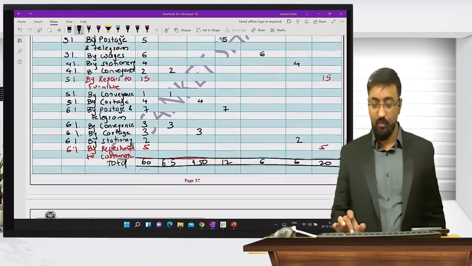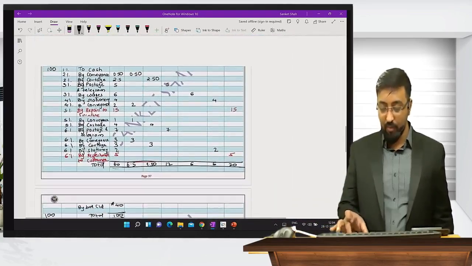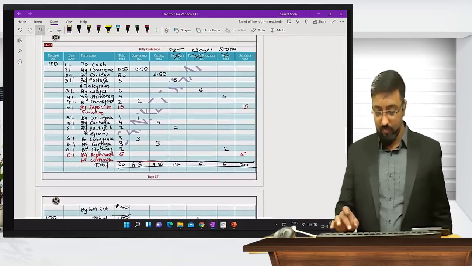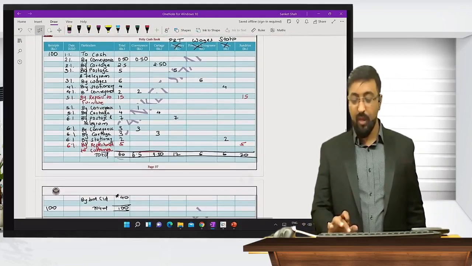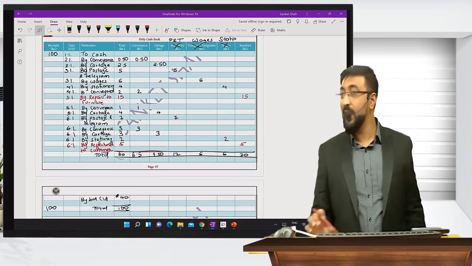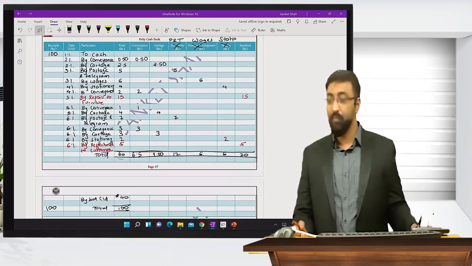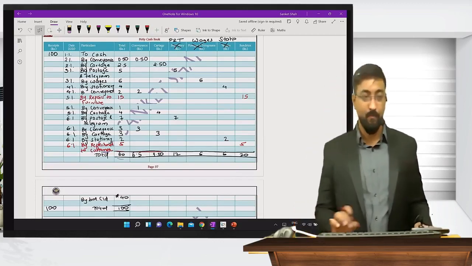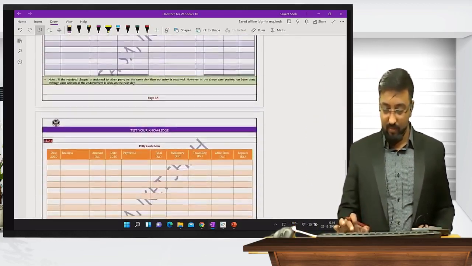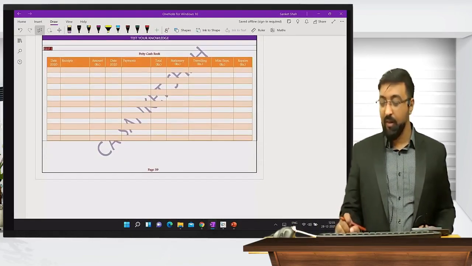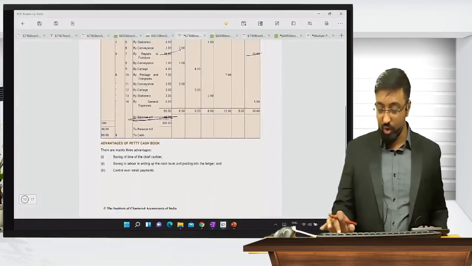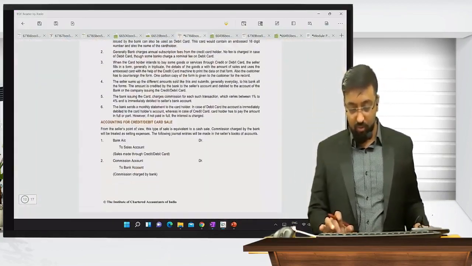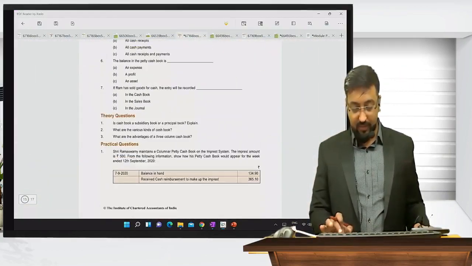Easy hai. Beta, ye aaya to marks milenge kya aapko? You like this? Very easy problem, beta, easy. One more problem is there in your TYK. One more problem. So we are going to solve that problem also, similar to this.